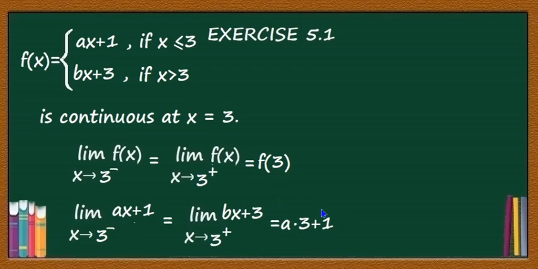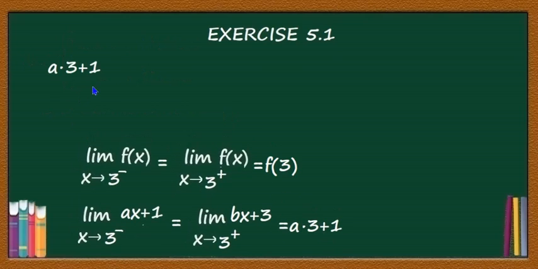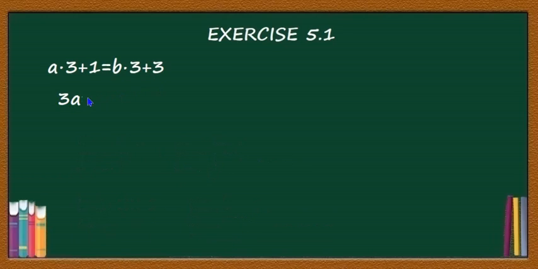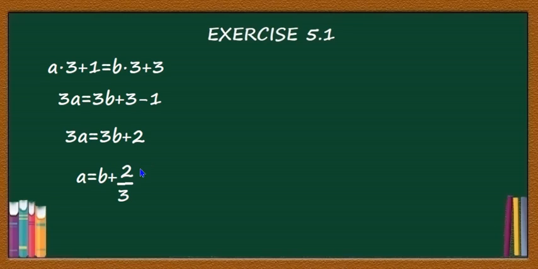You can simplify this further. A into 3 plus 1 is equal to b into 3 plus 3. Simplifying further, we will have 3a is equal to 3b plus 3 minus 1. Bring 1 to the right hand side, and 3a is equal to 3b plus 2. Divide by 3, you will have a is equal to b plus 2 by 3. And this is the relationship between a and b.